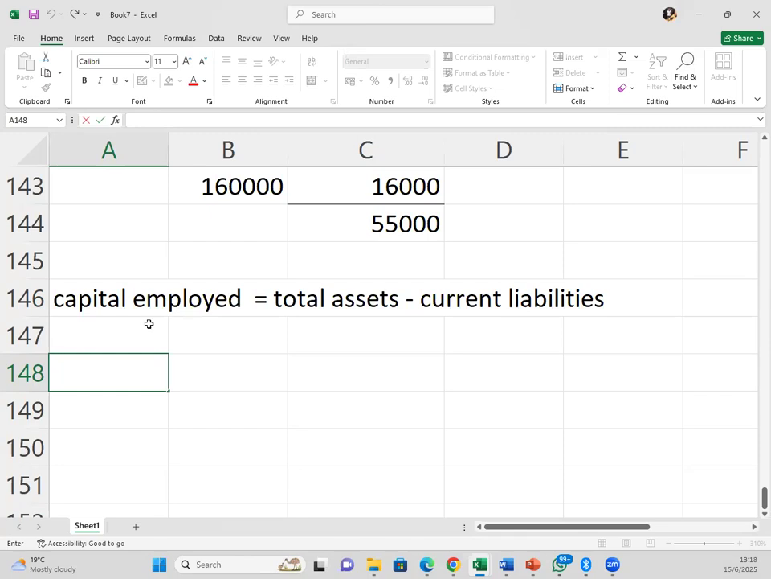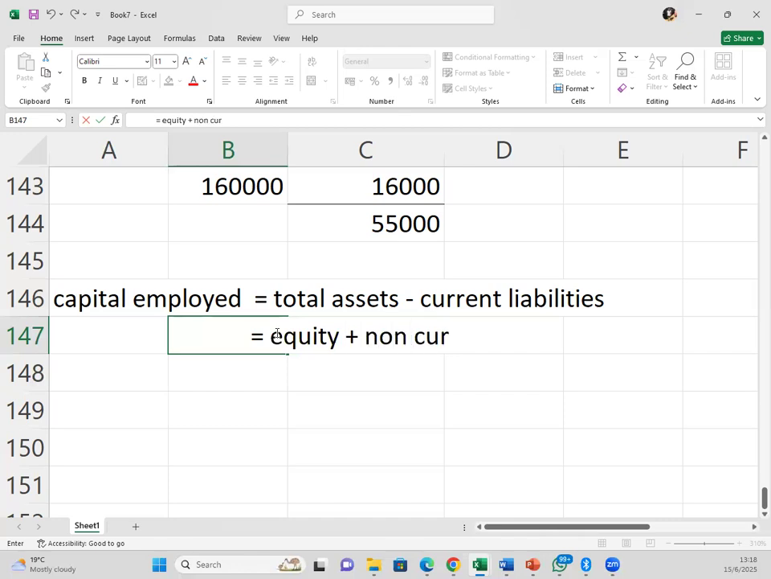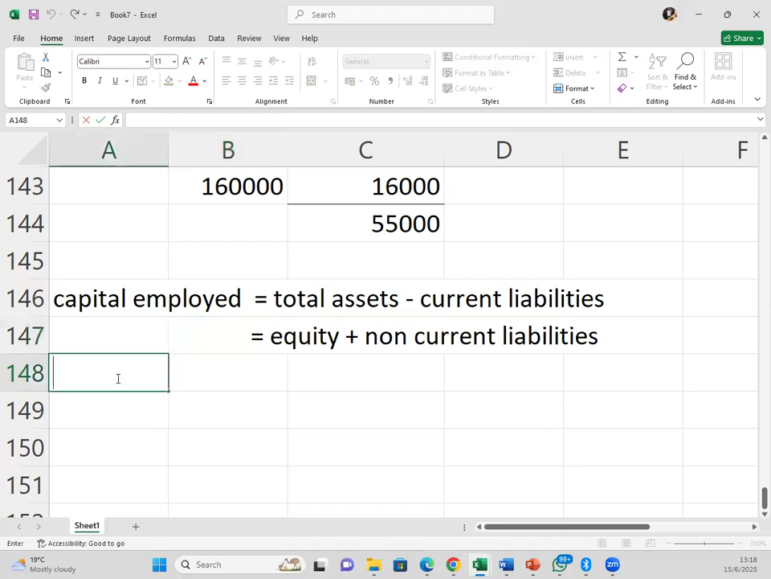Then optionally, for capital employed, you can say the equity plus non-current liabilities. That's how you get your capital employed. Now, with that in mind, let's go and apply it to the question.